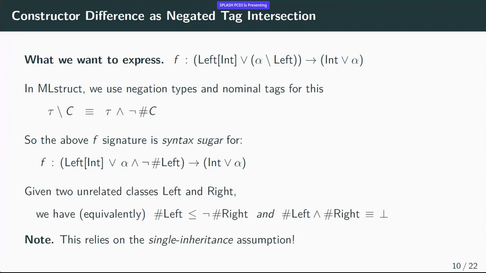And so whenever you have a nominal tag of two unrelated classes, the one is always a subtype of the negation of the other, right? Because if you have an instance of one of the classes, surely it's not an instance of the other class. And equivalently, you can say that if you take the intersection of the two unrelated nominal tags, you get bottom, because there are no values that inhabit this intersection. Okay, and this relies on the single inheritance assumption, of course, because if we had multiple inheritance, then there could be classes that inherit from both left and right, and this whole reasoning wouldn't work.